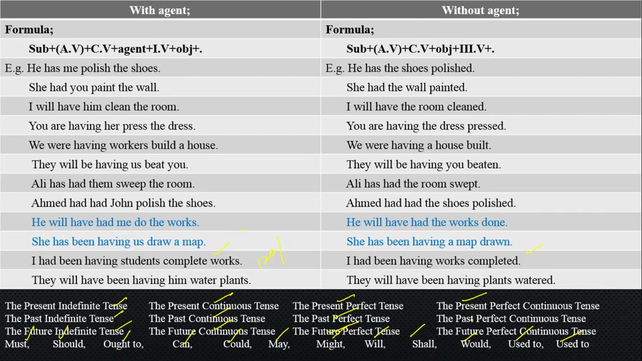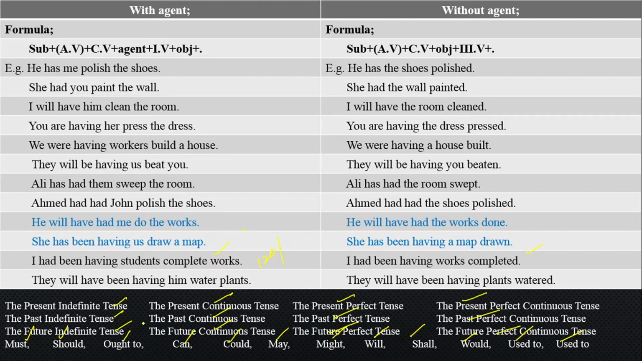I had been having works completed for a day. I had not been having works completed for a day. Had I been having works completed for a day? Had I not been having works completed for a day? Hadn't I been having works completed for a day? I will have been having works completed for a day. I will not have been having works completed for a day. Will I have been having works completed for a day? Will I not have been having works completed for a day? Won't I have been having works completed for a day?